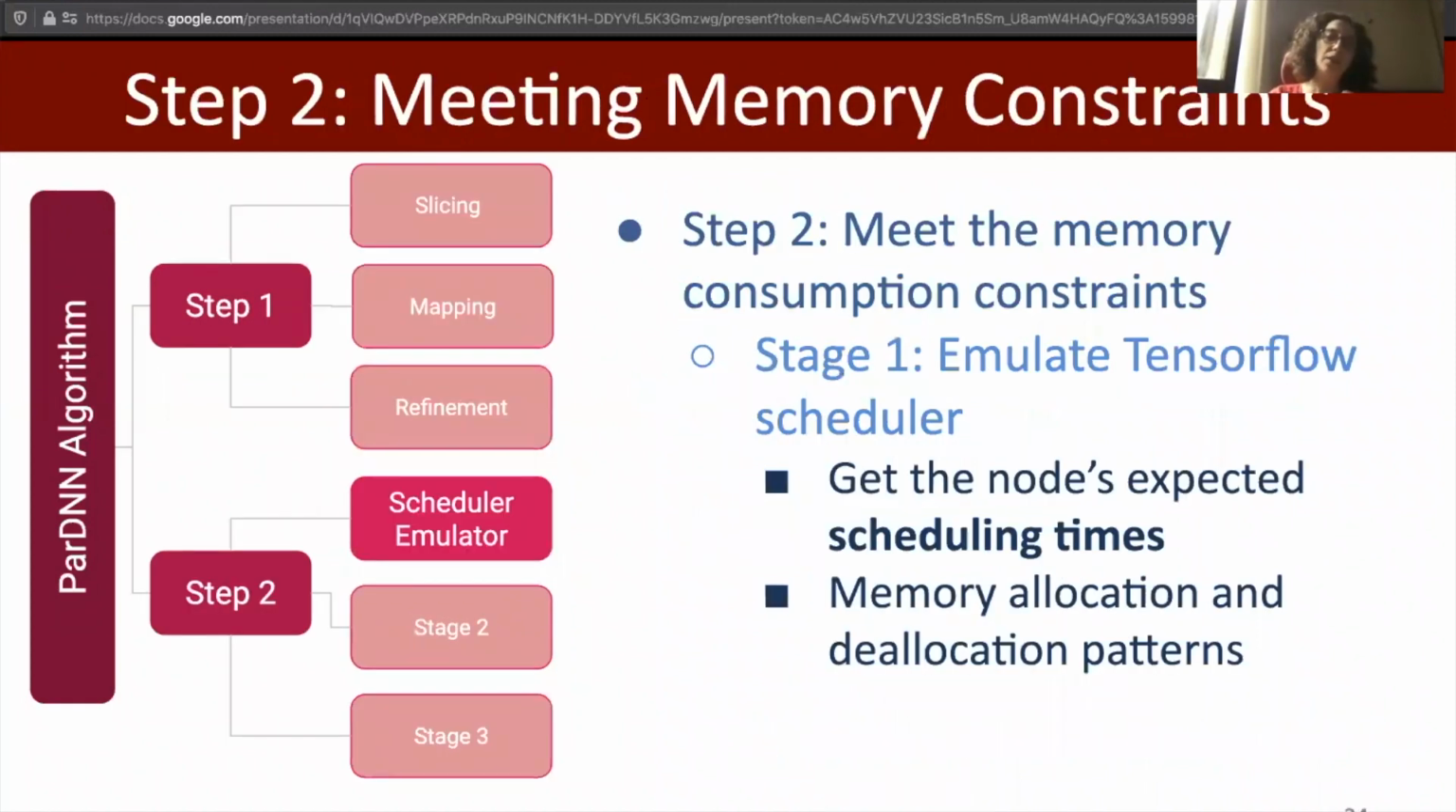Okay, in the first step we now have K partitions, but we are not sure whether they meet the memory consumption constraints. The second step guarantees that each partition will fit into GPU memory. This is again divided into three stages. In the first stage, we emulate the TensorFlow scheduler, or the deep learning scheduler. I'll explain why we need to do that: in a DAG, we need to know when a node executes. If not, we don't have a good estimation of its memory consumption.